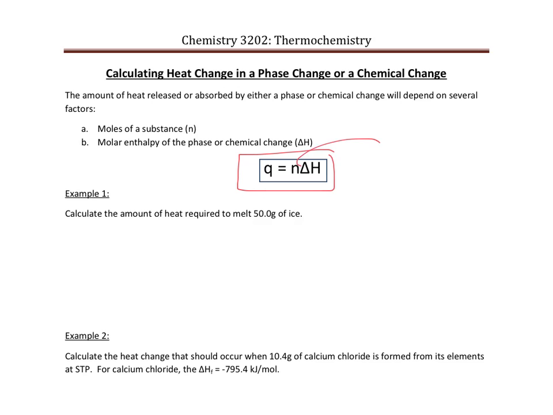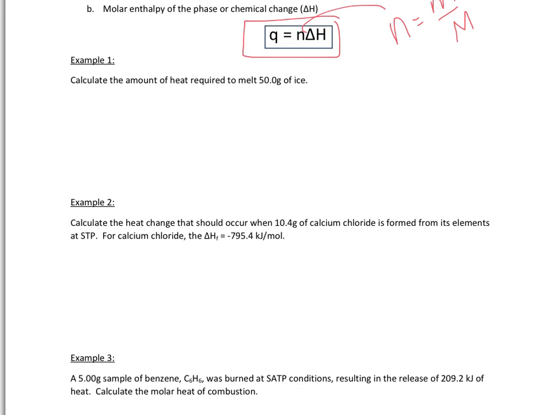Recall from Chemistry 2202 that the number of moles is equal to the mass divided by the molar mass. Let us go through example number 1. Calculate the amount of heat required to melt 50 grams of ice. Melting is a phase change, and this is how we know we need to use Q is equal to N delta H as opposed to Q equals C delta T or MC delta T.